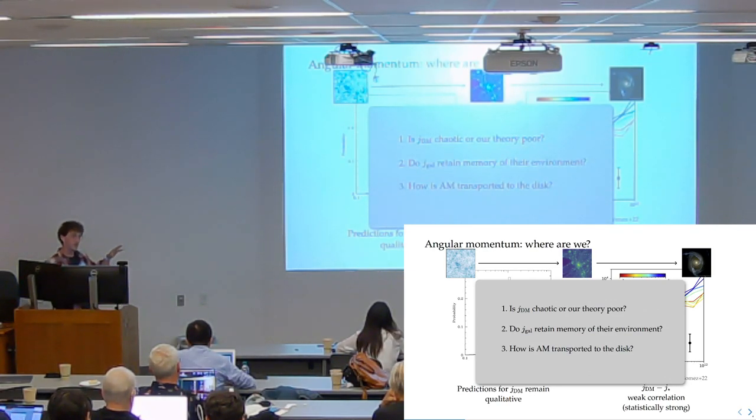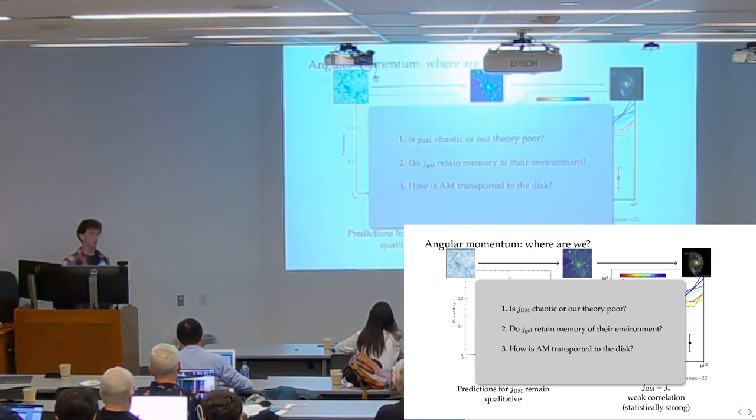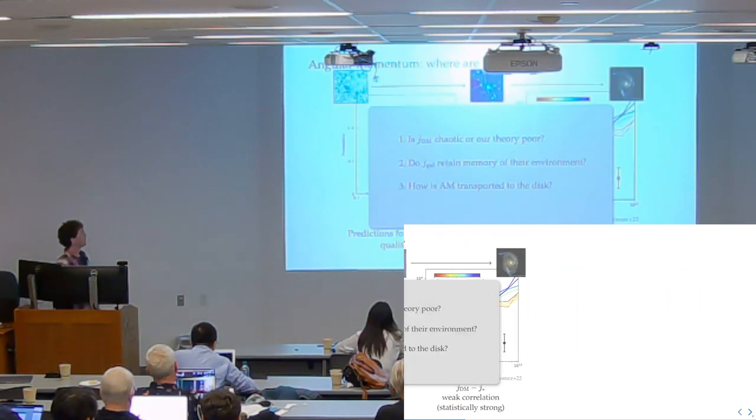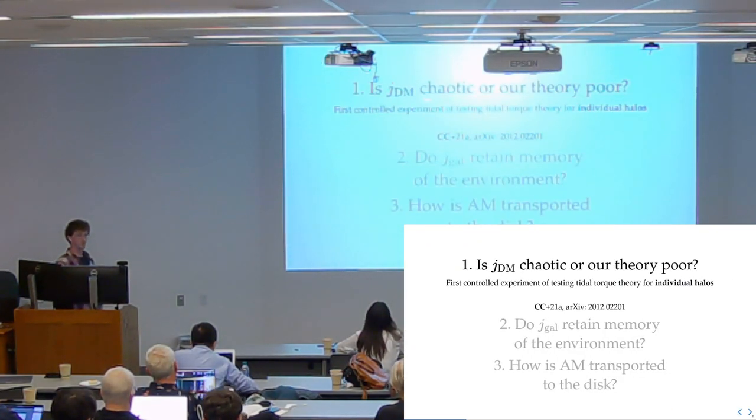Then does the stellar angular momentum retain some memory of the environment? So if I change the environment, am I getting a slightly different galaxy, or is it completely chaotic? And finally, how is angular momentum transported from cosmological scales to galactic scales? Okay, and then, well, there is no spoiler here. First thing I want to address is my first point.